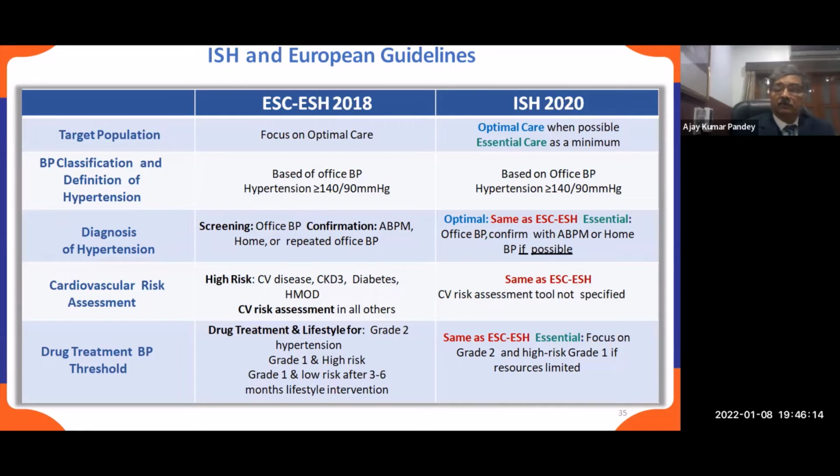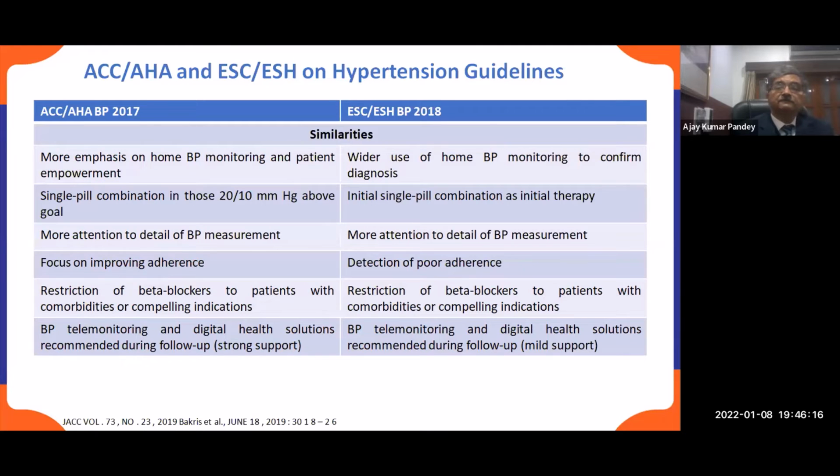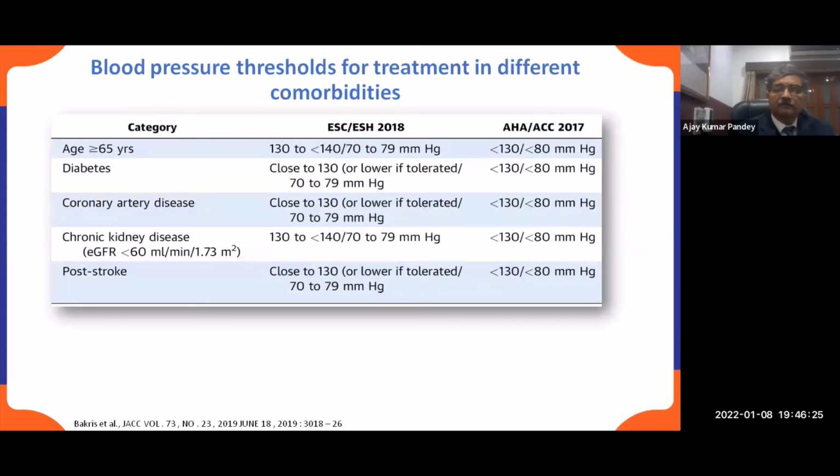So these are the important combination therapies. There are different similarities between ACC and AHA guidelines. I'm not going into the details of those guidelines and differences because it will unnecessarily confuse all of you. But there is one important point which I want to highlight: both the European Society and the American Society say that for diabetic individuals, we need to be a little more stringent.